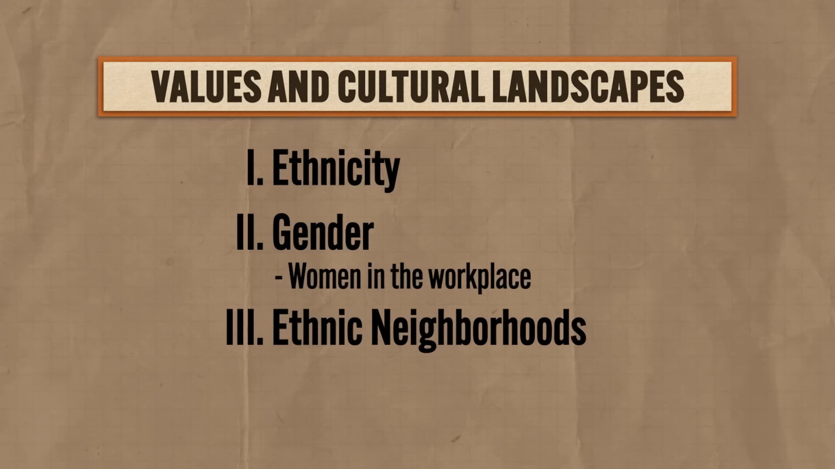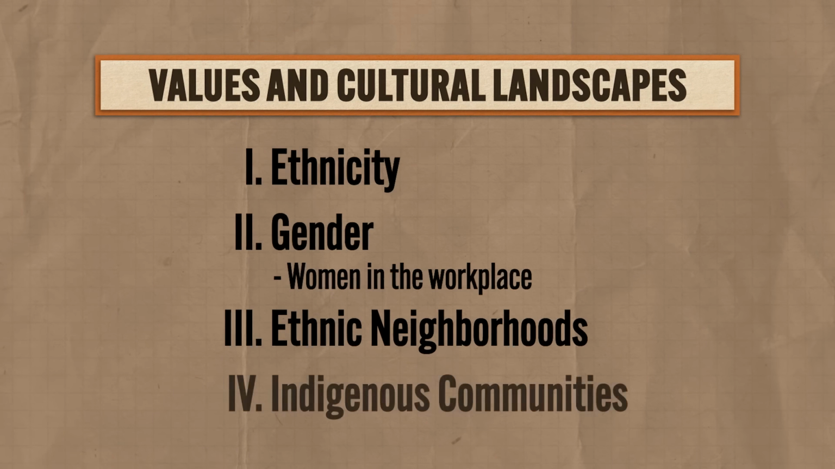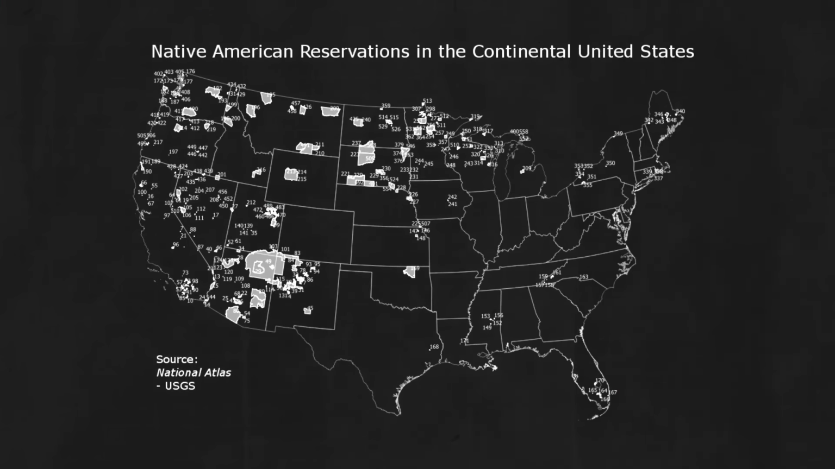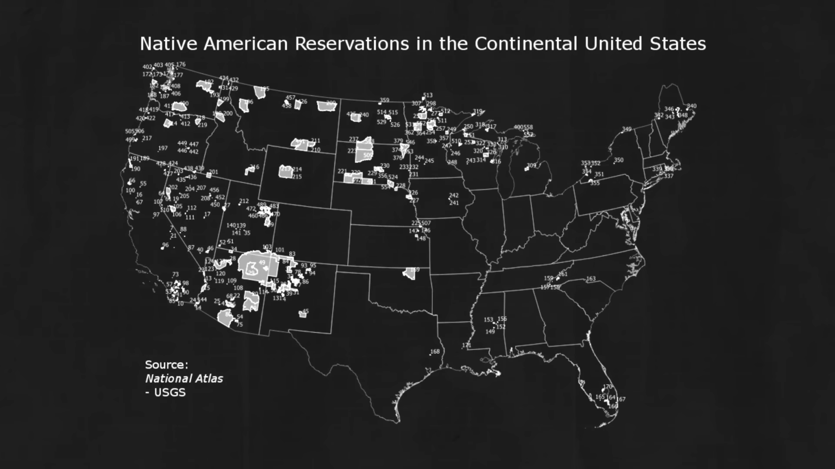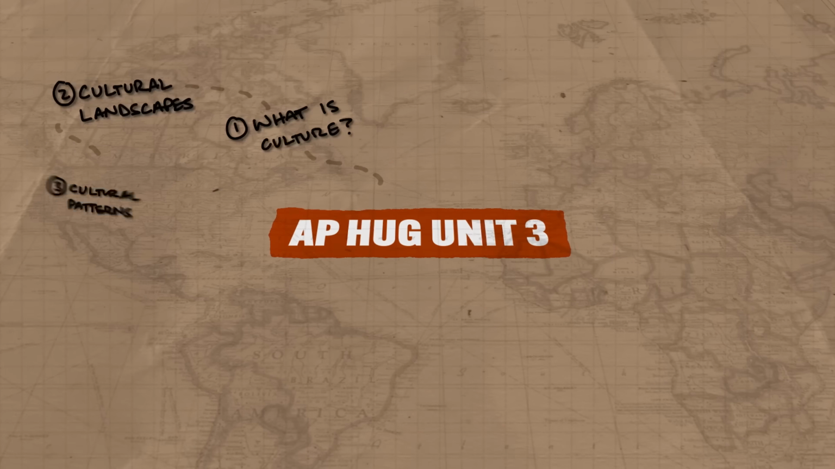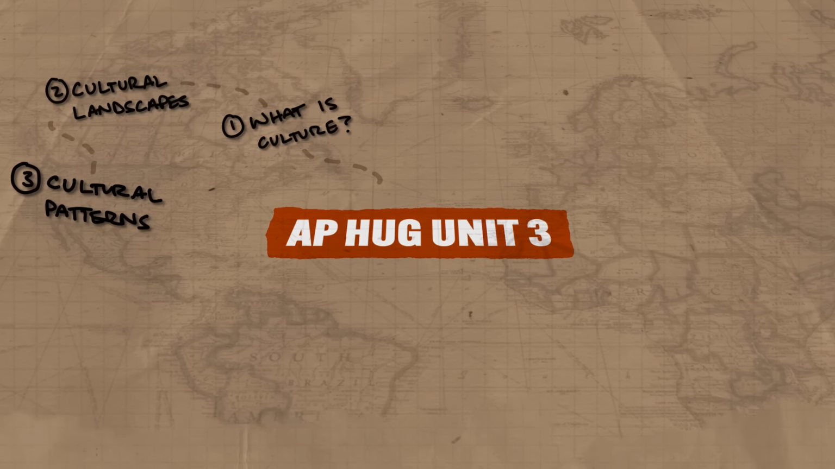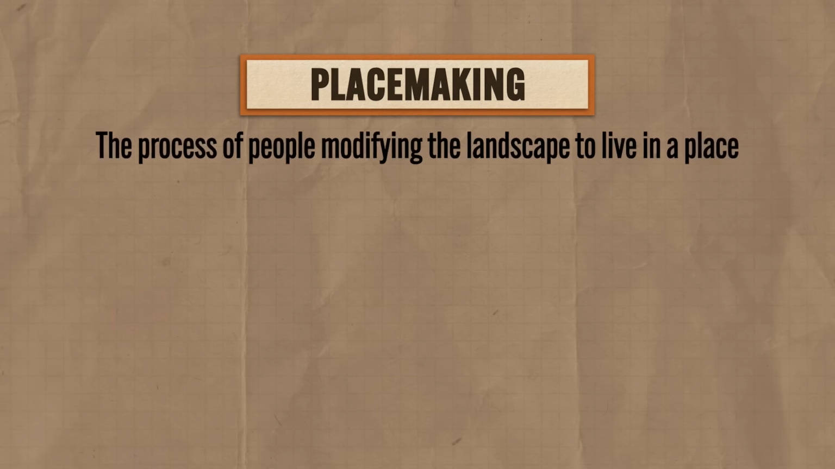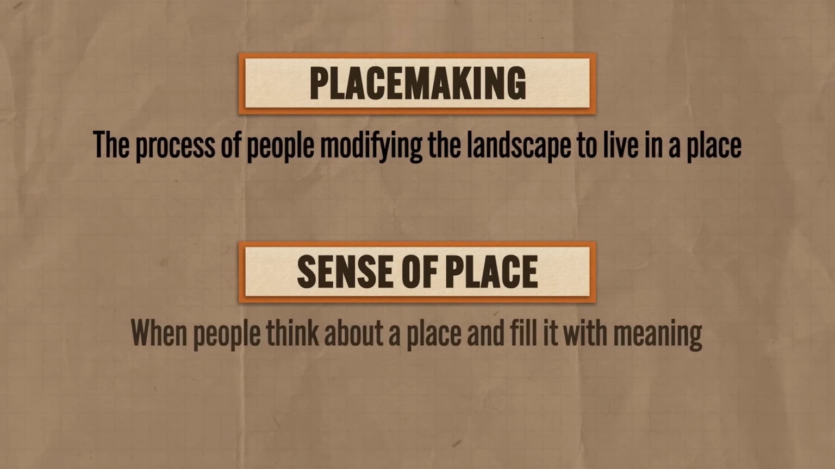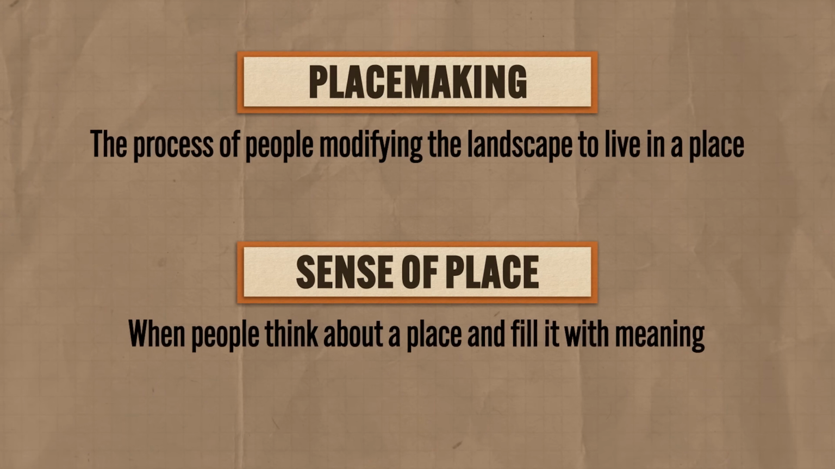And then the fourth way a culture's identity shapes their space can be seen in the presence of indigenous communities. For example, throughout the United States, there are several Indian reservations in which Native American communities live, for the most part under their own government. Okay, now when people modify the landscape to live in a place, they are engaging in what we call placemaking. But when people think about that place and fill it with meaning, geographers call this their sense of place.